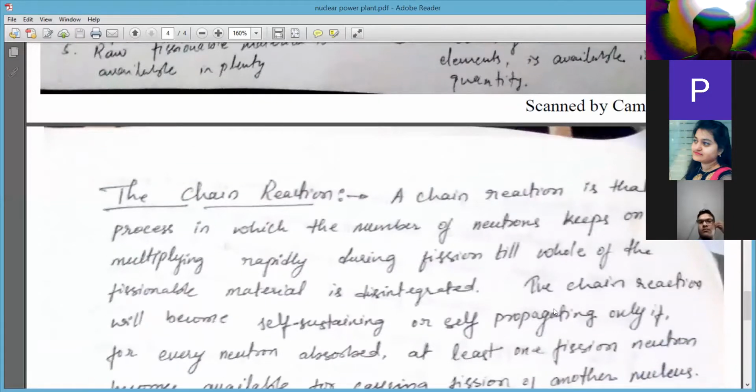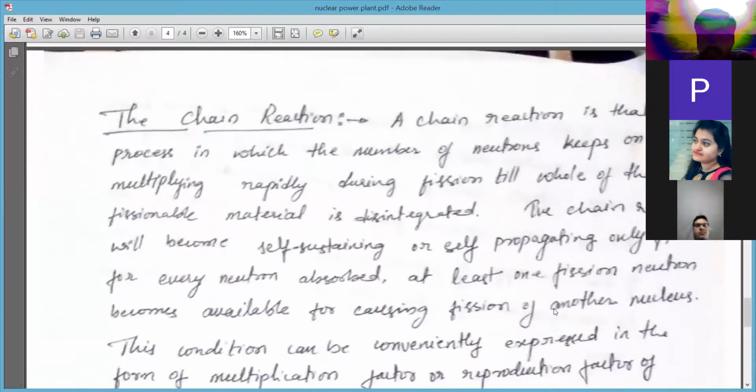So all of you understood the meaning of fission and fusion reaction. Now the chain reaction. The chain reaction is nothing but continuation of fission reaction in the reactor. That is a multiplication, you can say that. The chain reaction is the process in which the number of neutrons keeps multiplying rapidly during fission, till the whole fissionable material is disintegrated. So the continuous process of fission reaction in the reactor core is called chain reaction.